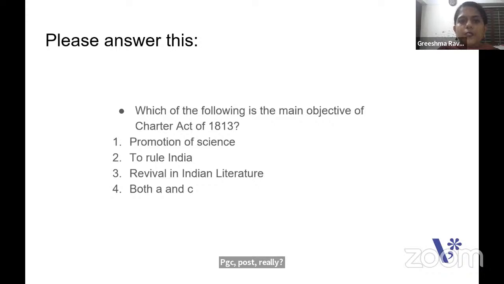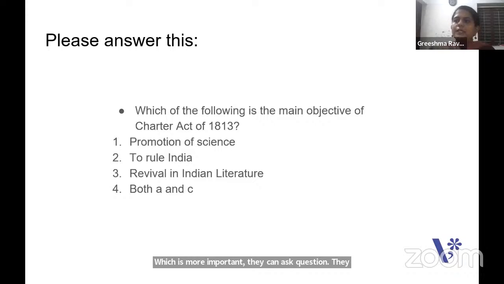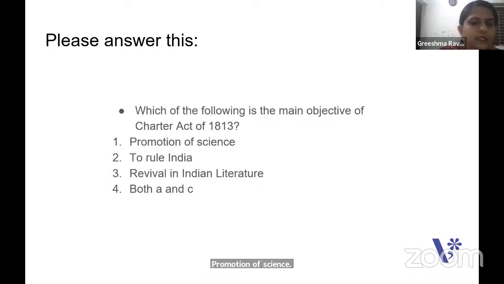Okay, now we are moving to the Charter Act of 1813. We know there are certain acts and commissions that we have to learn, which are more important. They can ask questions. There will be one question from this commission-related area, the evolution of higher education. This is that part. So which of the following is the main objective of the Charter Act of 1813? Promotion of science, to rule India, revival of Indian literature, both A and C.